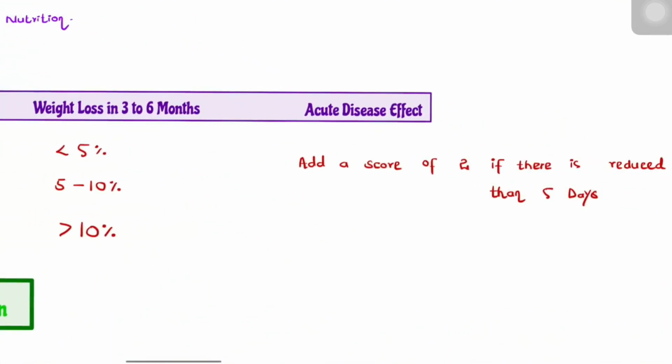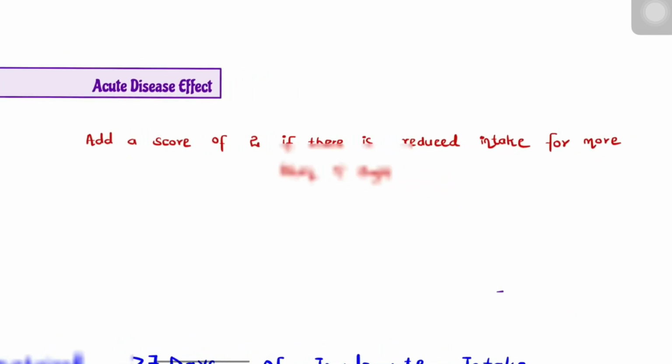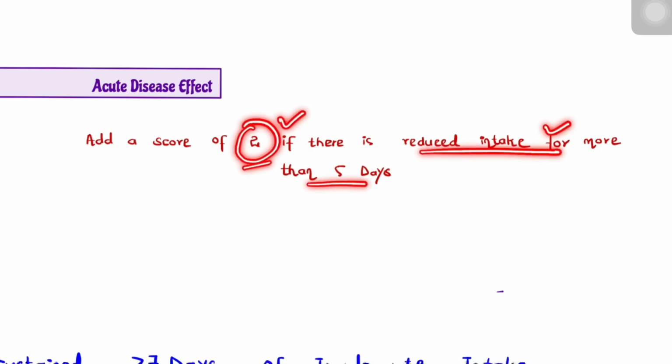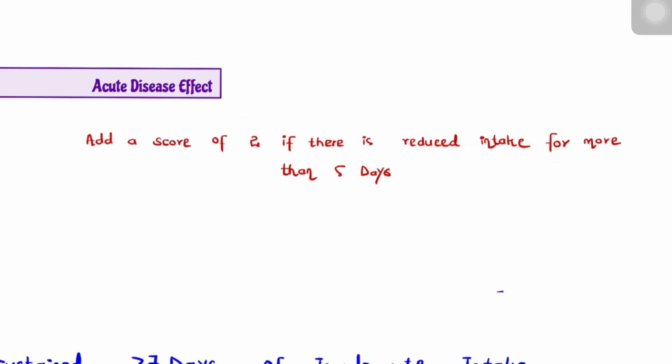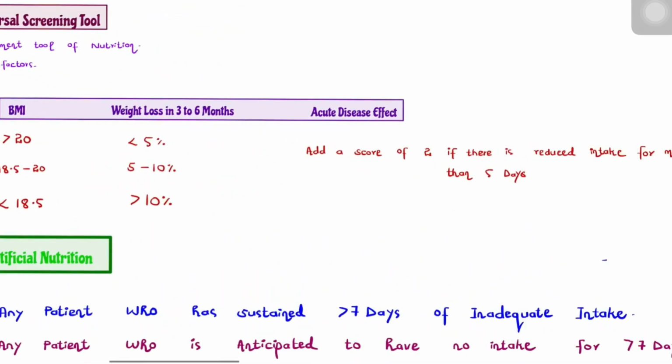You have to add a score of 2 if there is reduced intake for more than 5 days. This means that you will add plus 2 with the score obtained from these two values if the patient has reduced intake for more than 5 days.